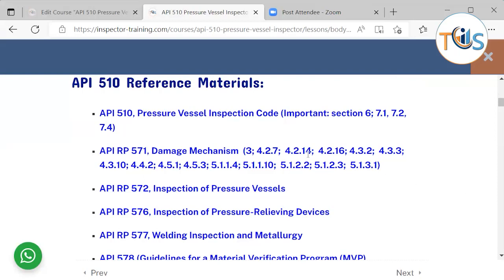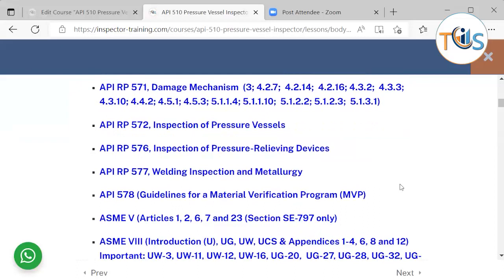Okay, and then the damage mechanisms, there are around 15-16 damage mechanisms you should know, and also the vocabulary, terms, definitions. Then you should know about inspection of pressure vessels and pressure relieving devices, just the very basics.